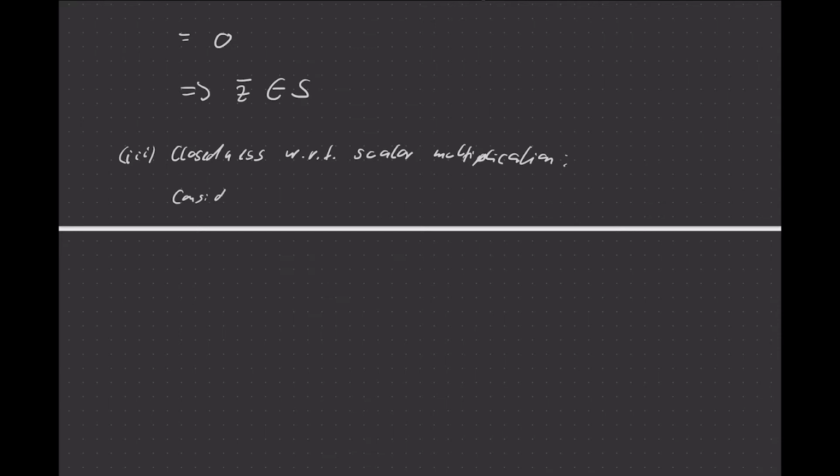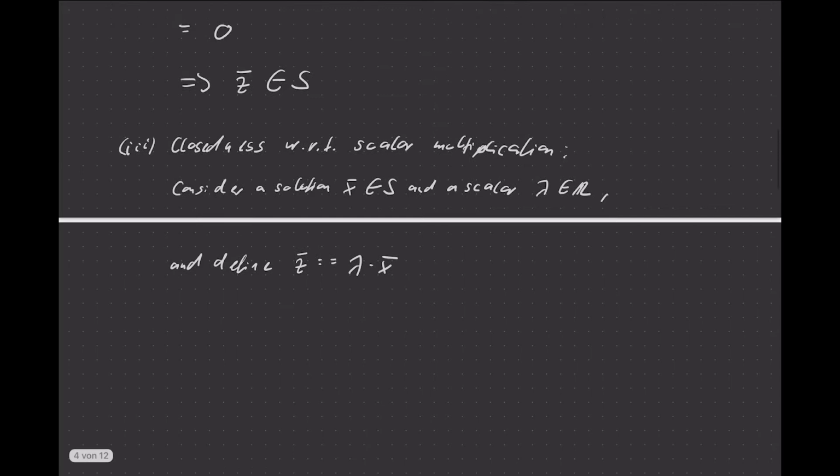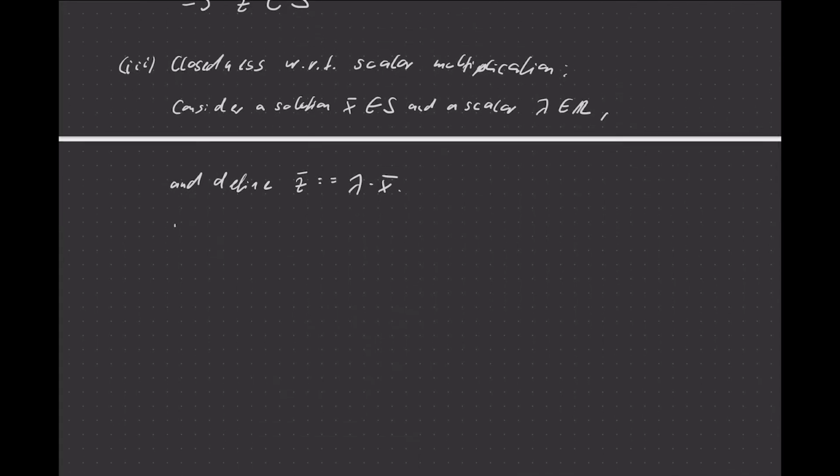So, consider a solution x bar in S and a scalar lambda in R. And again, let's define Z bar to be lambda times x bar. Then, for all i in m, so again, for each equation, we have the following.